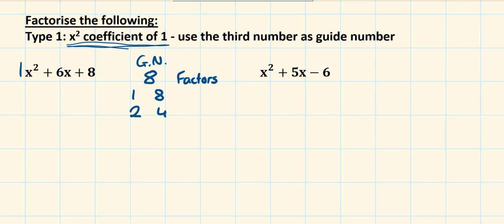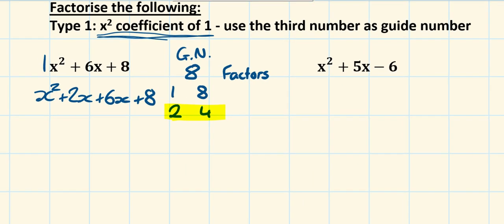Now we need to find factors which add to give us the middle number. So we've got 1 plus 8 or 2 plus 4. Clearly 2 plus 4 is going to give us 6. So we can rewrite this as x squared plus 2x plus 4x plus 8. We're allowed to do this. Sorry, 2x plus 4x, silly me. 2x plus 4x plus 8.